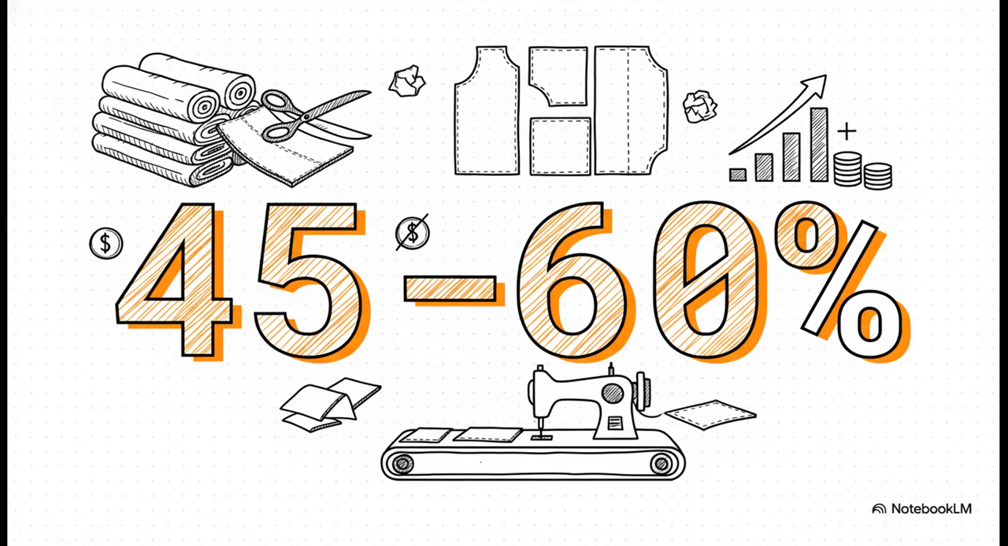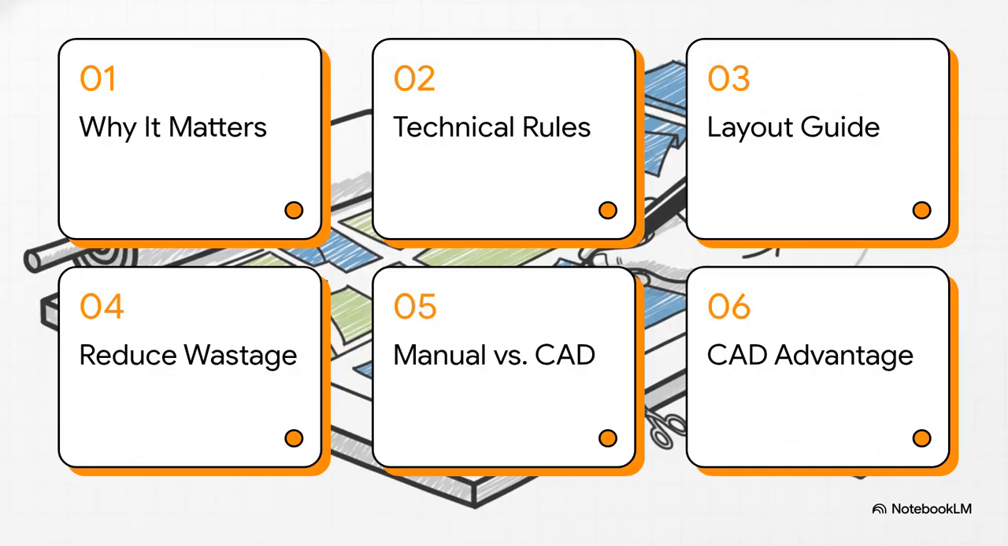But before we even glance at the syllabus, I want you to consider this staggering stat. Fabric makes up an astounding 45 to 60% of your total garment cost. Just let that sink in. That single figure makes marker efficiency the absolute core of your profitability. If you waste fabric during the cutting phase, well, you are quite literally throwing away your profit margins before a single needle even drops.